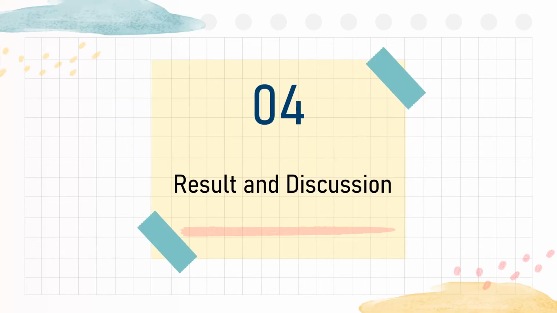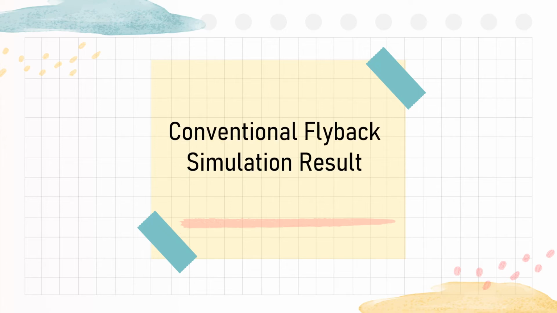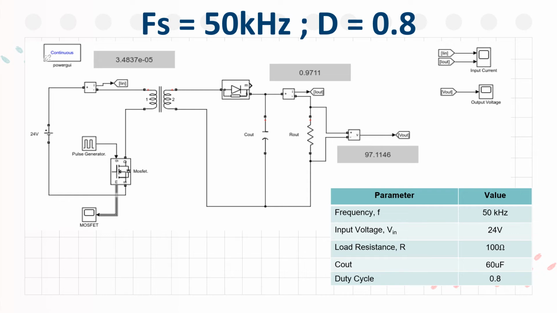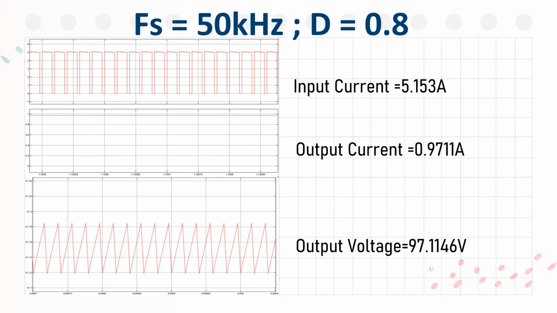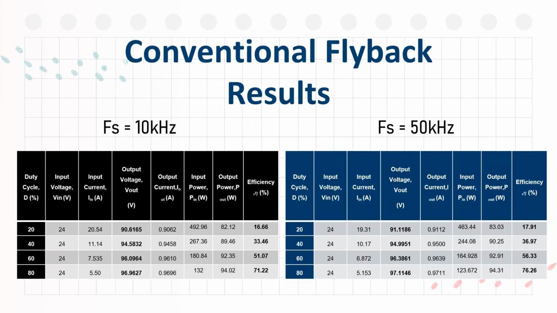Part 4. Result and discussion. First part, conventional flyback simulation result. This is an example of the simulation model that has been constructed in MATLAB. This is the result waveform, which is the input current and output voltage, that has been obtained from the simulation. This is the conventional flyback result.